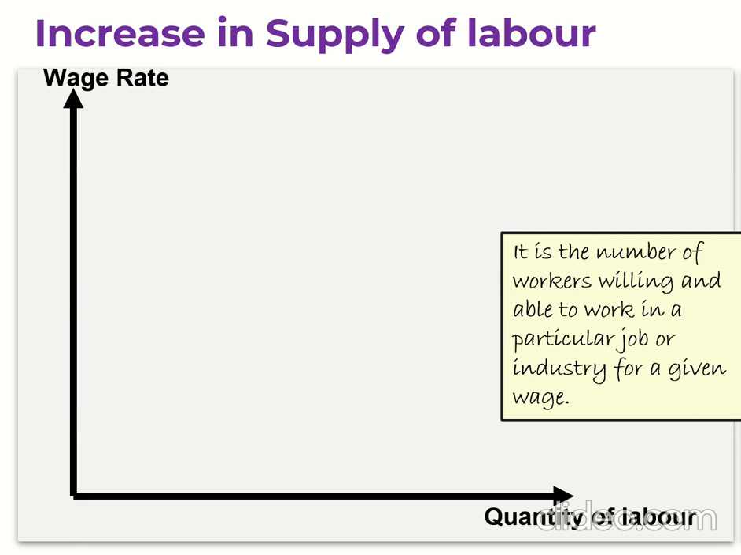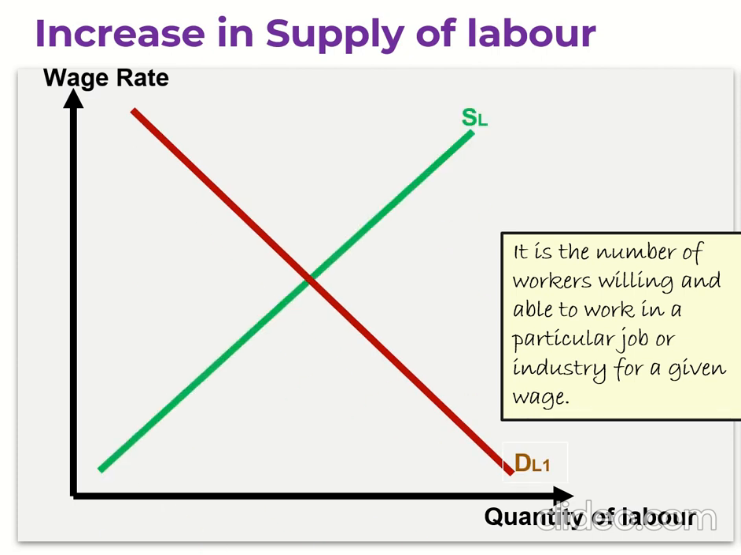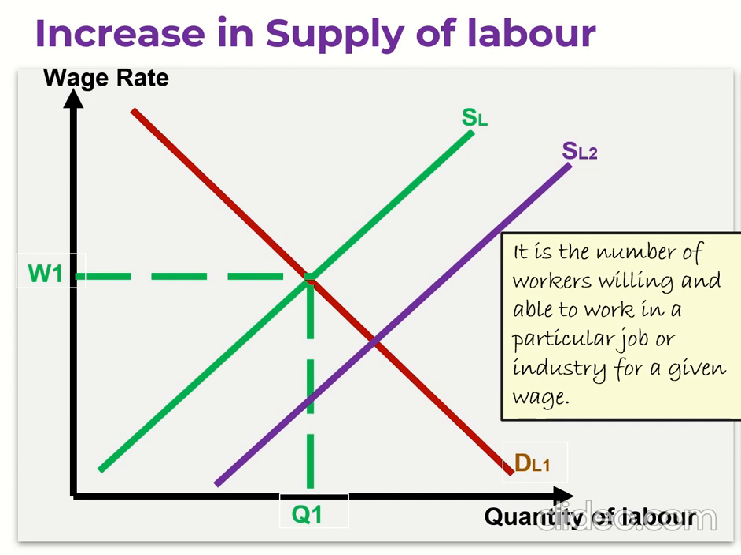Let's mark the axis as wage rate and quantity of labor. Draw a demand for labor curve, DL1, followed by supply of labor. Mark the equilibrium, W1, Q1. In this case, we shift the supply curve to the right since there is an increase in supply of labor. Let's mark the new equilibrium as W2 and Q2.